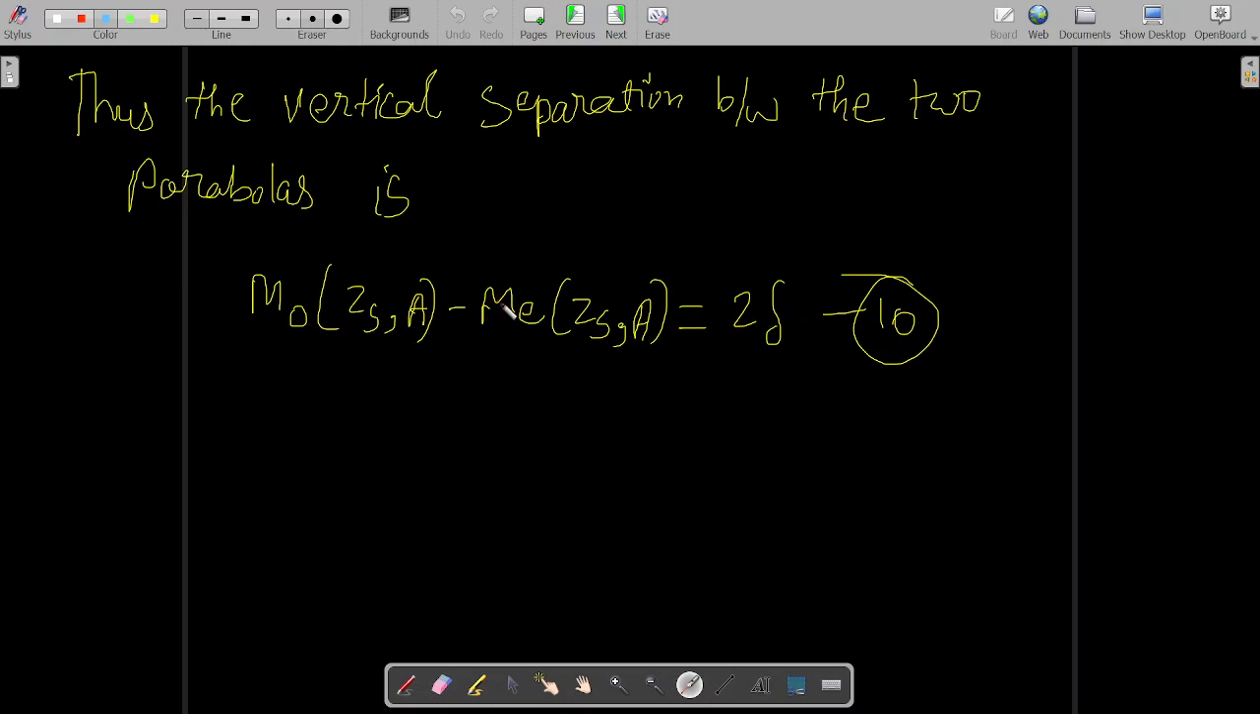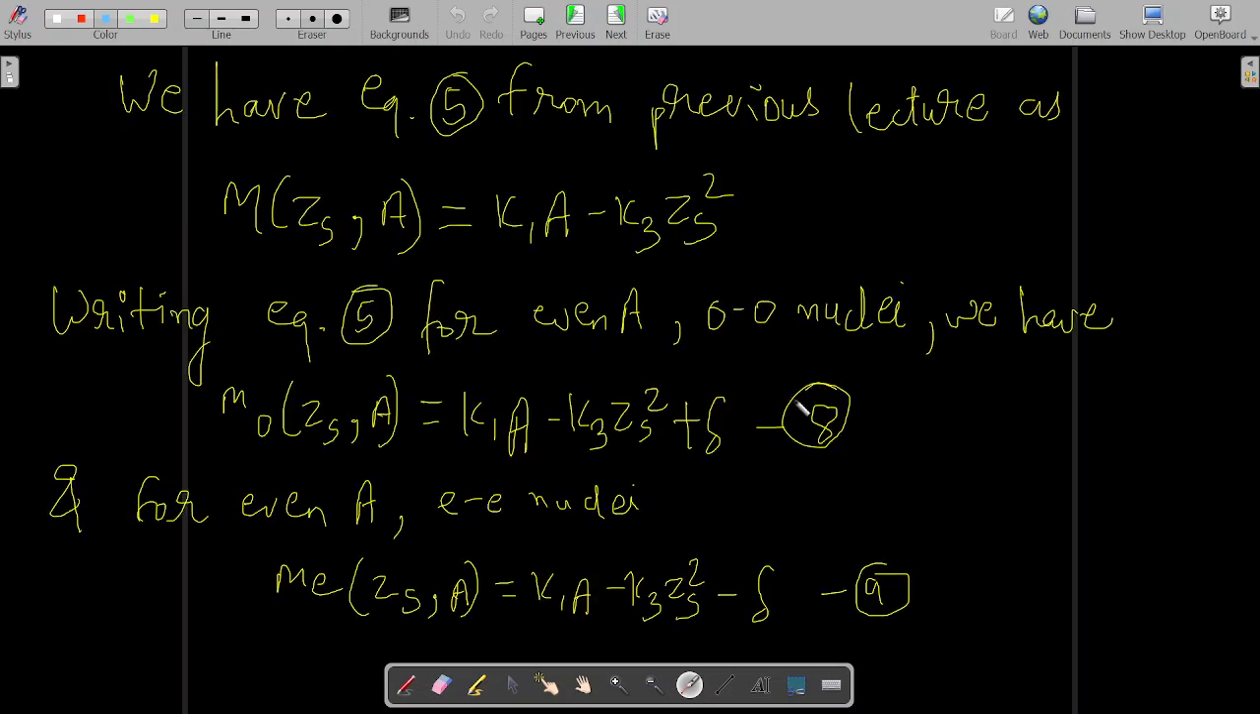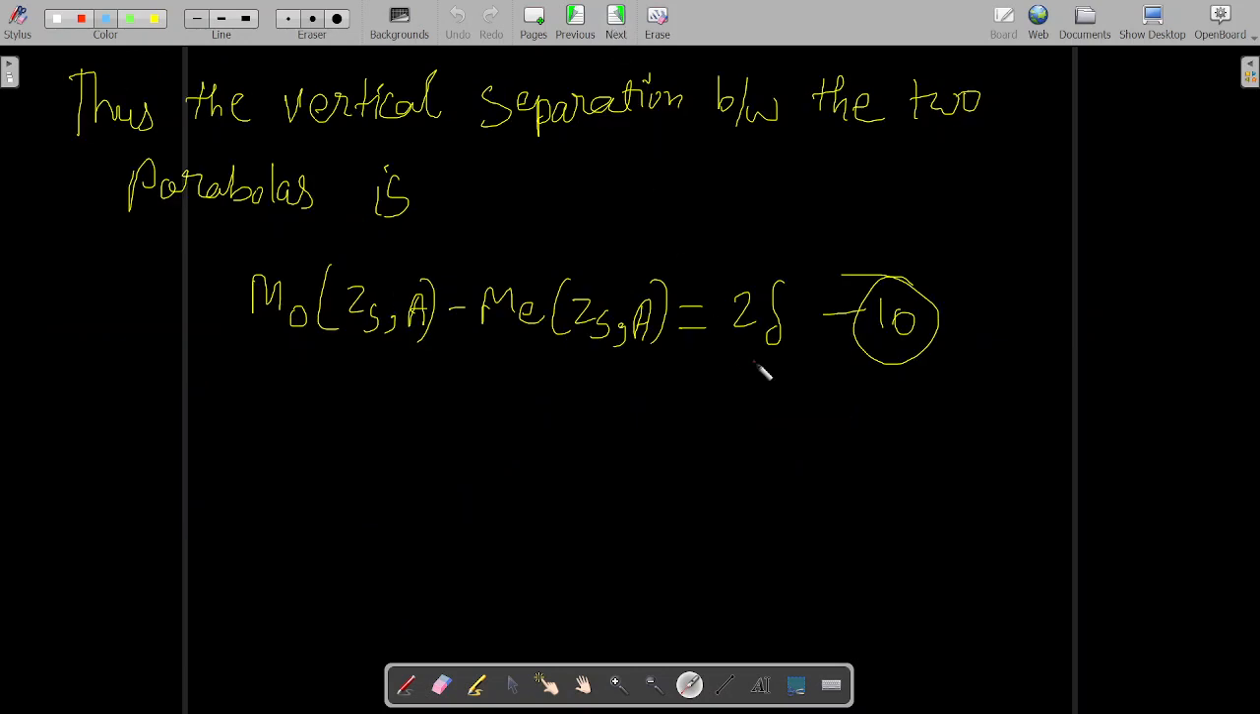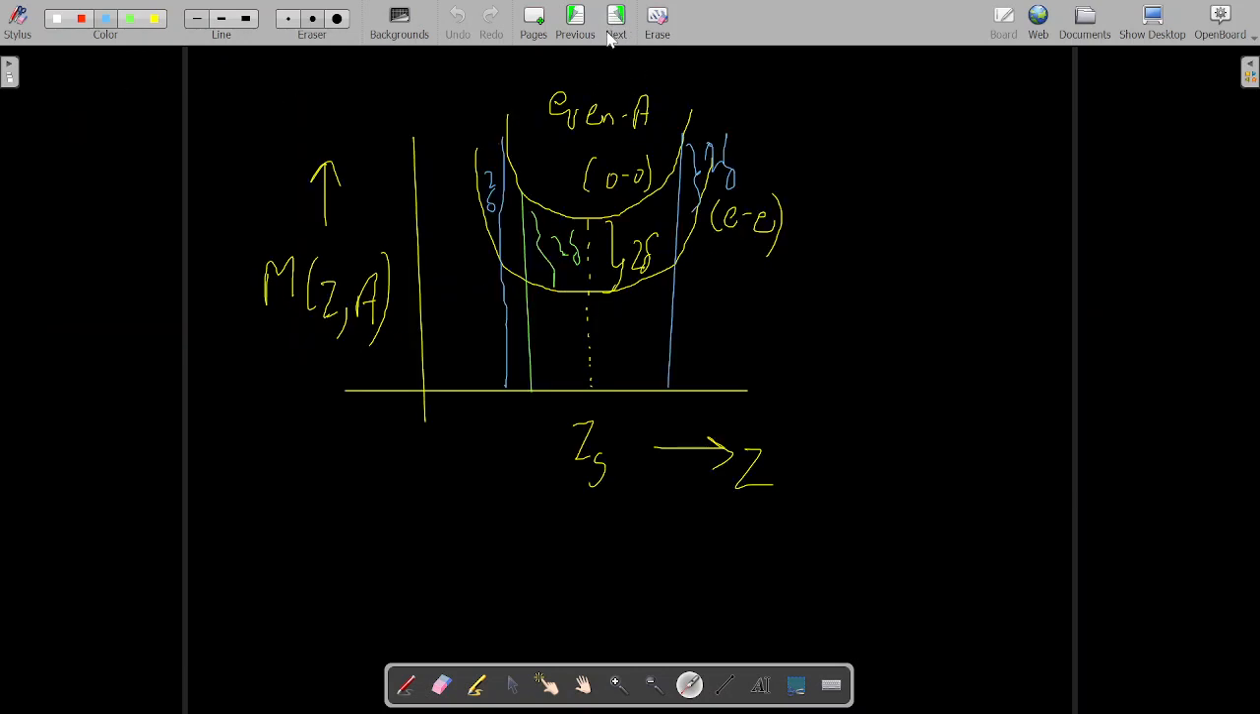Okay, A, the atomic mass number, will be even in both the cases, but the number of protons and number of neutrons will be odd over here, and the number of protons and number of neutrons will be even over here. So when we subtract these two, we basically take the difference of these two. Okay, so what do you get? 2 delta you get. Let this be equation number 10.